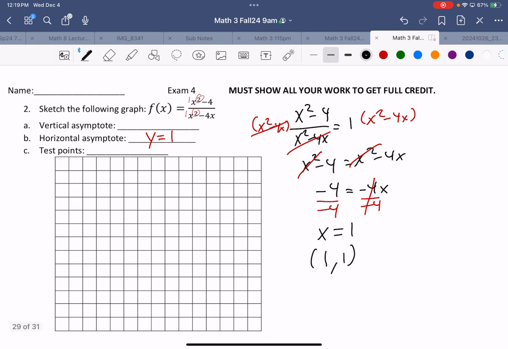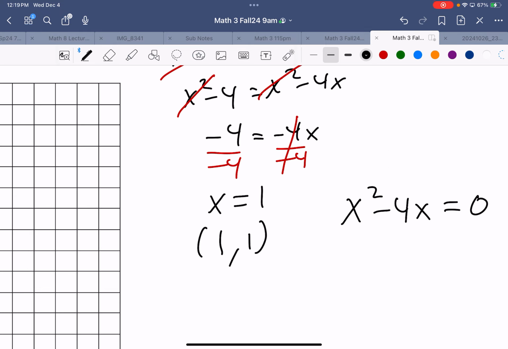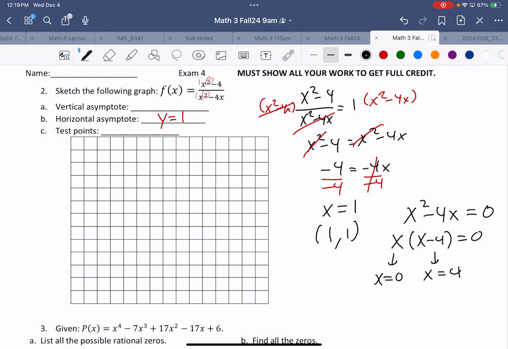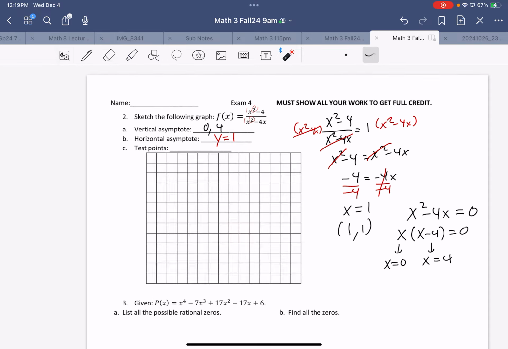Now, how do I find my vertical asymptotes? I have to take this x squared minus 4x, set it equal to 0. Now, we know it's a quadratic, and we usually use a diamond, but I'm going to take the GCF out, make it x times x minus 4. And this gives me x equals 0. This one's going to give me x equals 4. And those are going to be my two vertical asymptotes. Then I'll sketch both of them, and then I'll use test points to graph it.